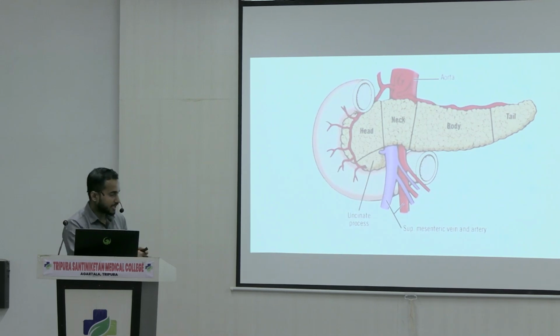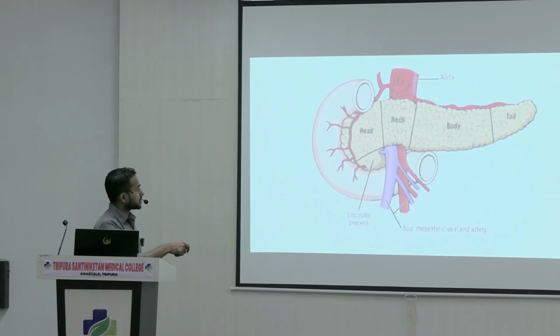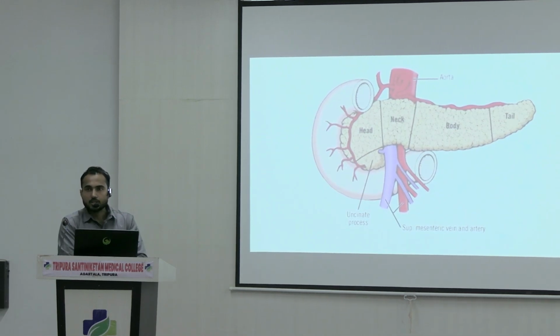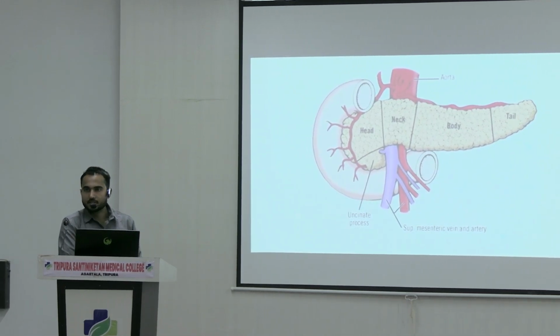Now in case of the body of the pancreas, this will be the upper border. Here another border is present, which is called the anterior border, and here you will get the inferior one. Like this, different borders and different surfaces are there, and based on that, the relations are present.